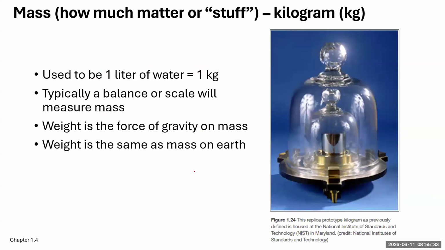Mass, how much stuff there is, right? Our unit of measurement is going to be kilogram, lowercase k, lowercase g. They initially did this as a liter of water was going to be the standard unit of 1 kilogram. Typically, you measure this on a balance or scale. Weight is the force of gravity on mass. So weight equals mass on Earth because we did everything here, so we're using our gravity, right?